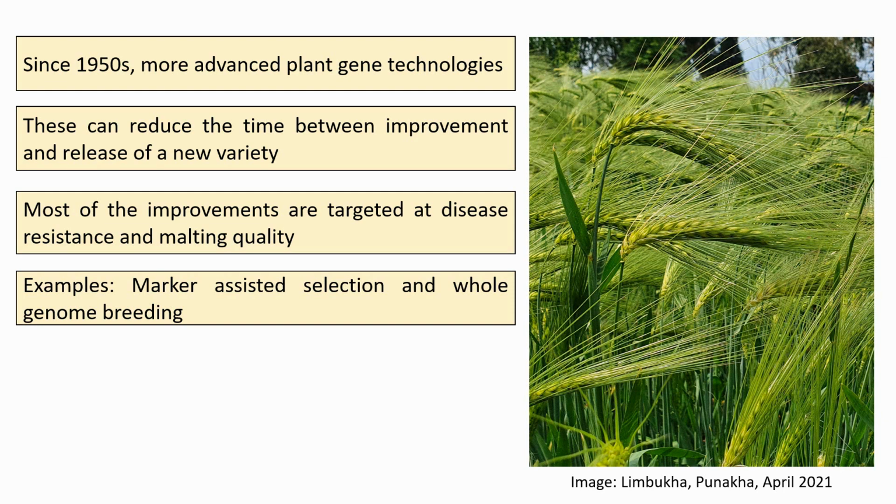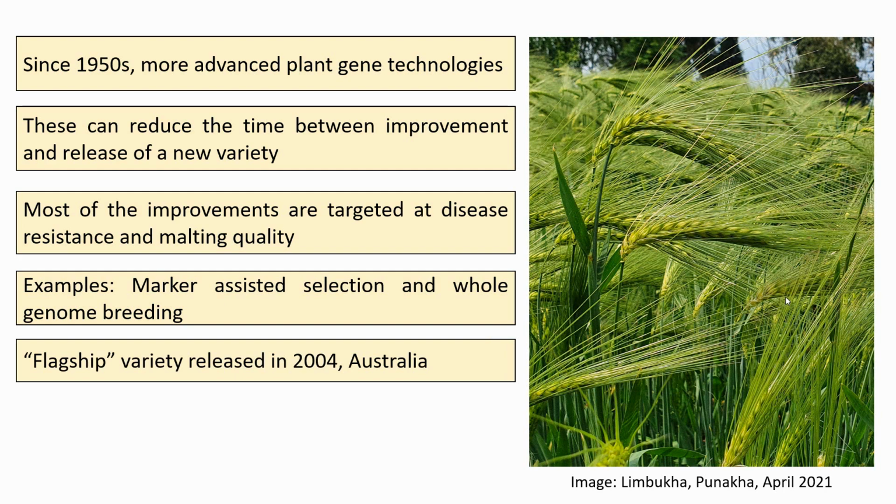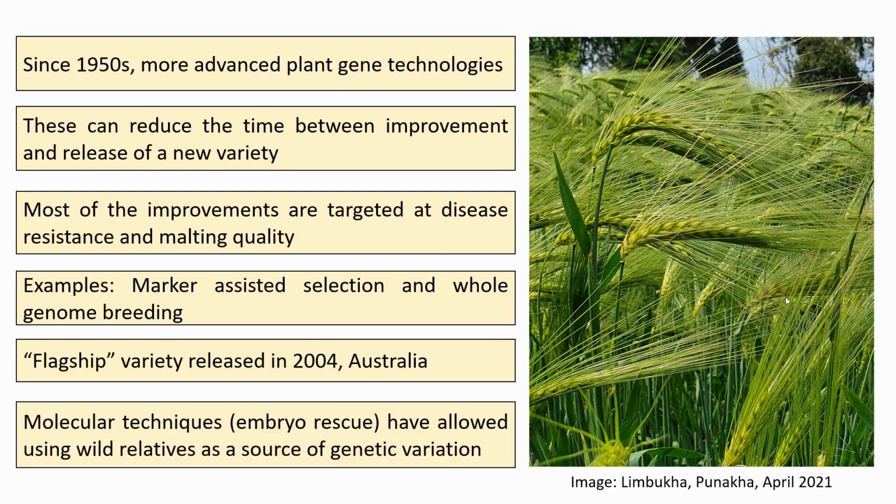Ashraf, Akram, Rahman, and Foolad in 2012 have defined marker-assisted selection or MAS as the process of using morphological, biochemical, or DNA markers as indirect selection criteria for selecting agriculturally important traits in crop breeding, in their journal titled Marker-Assisted Selection in Plant Breeding for Salinity Tolerance. One such example of a variety developed through these technologies is the Flagship variety that was released in 2004 in Australia. Molecular techniques or embryo rescue have allowed using wild relatives as a source of genetic variation.